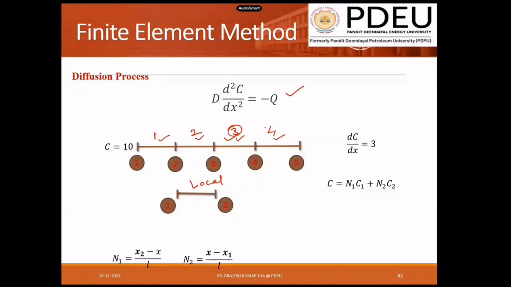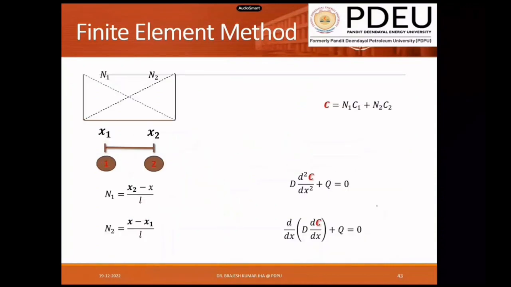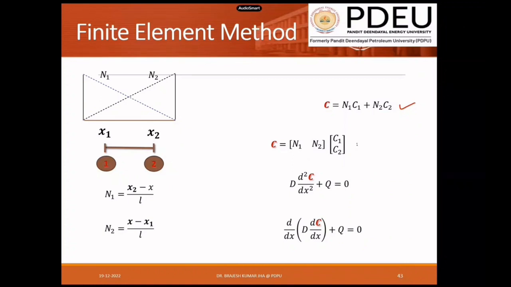Now, after defining, we define the interpolation function. So the node information, accordingly x1, x2, can be defined. The interpolation function that we defined here is n1c1 plus n2c2. It will lie between 0 to 1. C is equal to n1c1 plus n2c2, that can be represented in the form of a matrix, n1, n2, c1, c2. This is the problem that we have defined. What is n1 and n2?